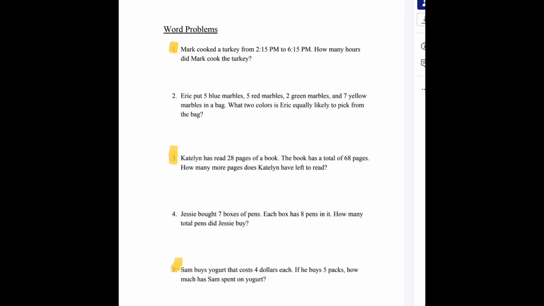So he cooked it from 2:15 p.m. to 6:15 p.m. So we're supposed to find how many hours he cooked. So we have to subtract the time. So 6:15 minus 2:15. So these cancel out. So we're left with 6 minus 2 equals 4. So it's 4 hours.